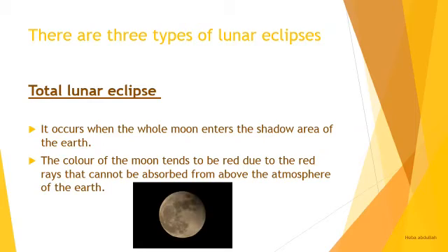The total lunar eclipse occurs when the sun, moon, and Earth are in perfect alignment, and the moon falls within the Earth's umbral shadow. The color of the moon tends to be red. This is due to the red rays that cannot be absorbed from above the atmosphere of the Earth.